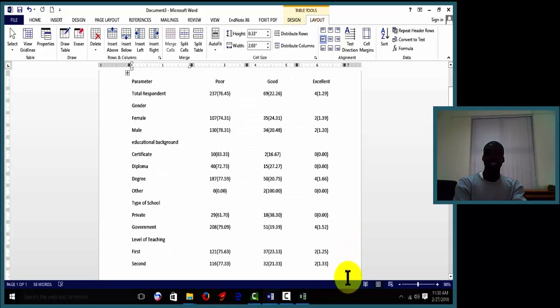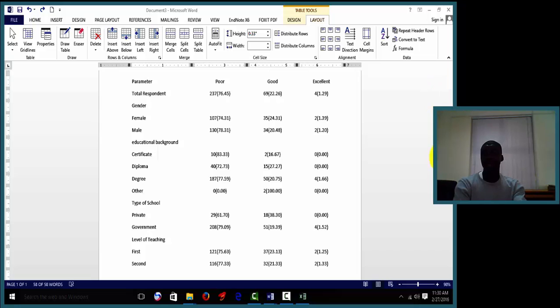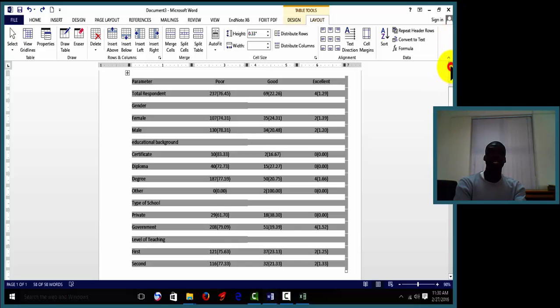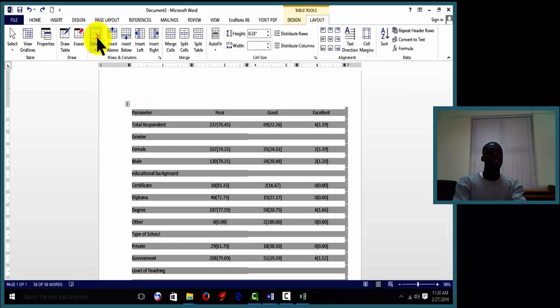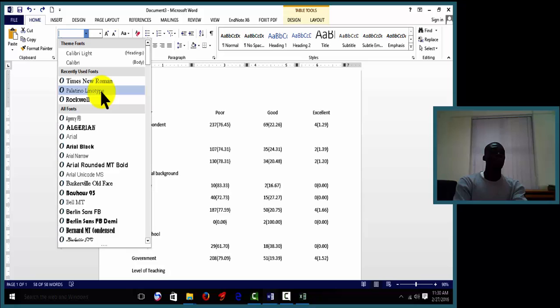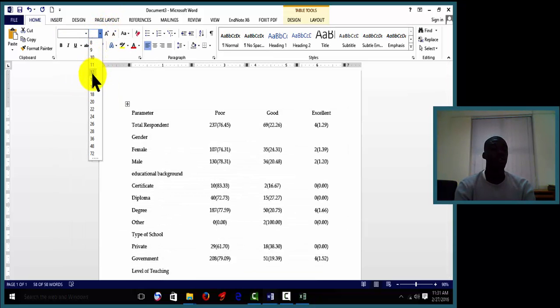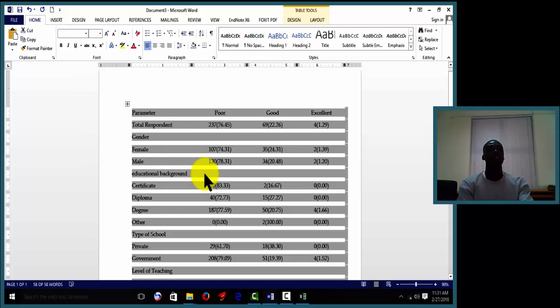You click on the star to select the whole table. When you are here, you can click on the star to select the whole table. Then you can change your fonts. Go to Home. We want Palatino Linotype. For thesis work, it is better than Times New Roman. So we choose Palatino Linotype, and we want it in size 12. So that is the font: Palatino Linotype 12.